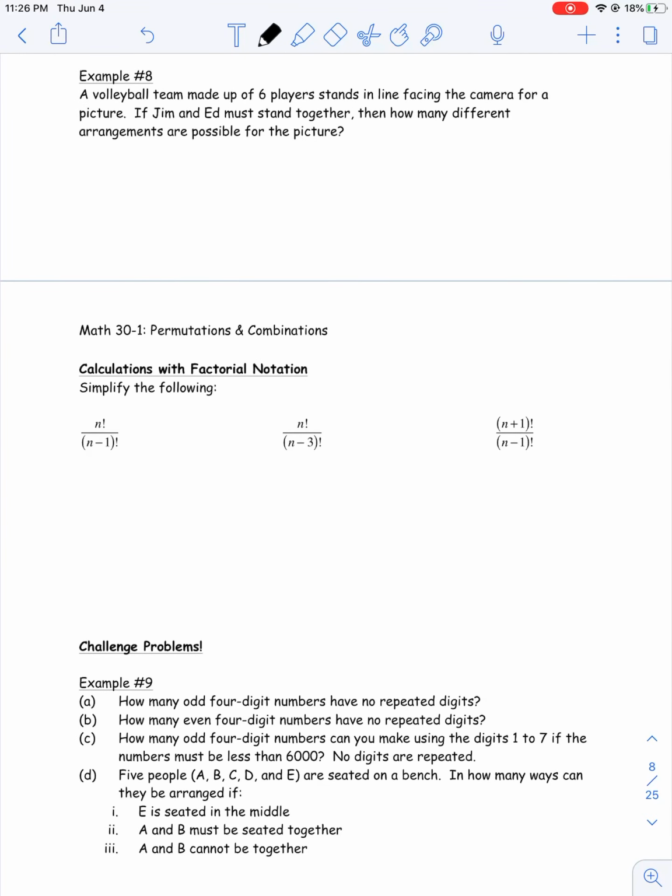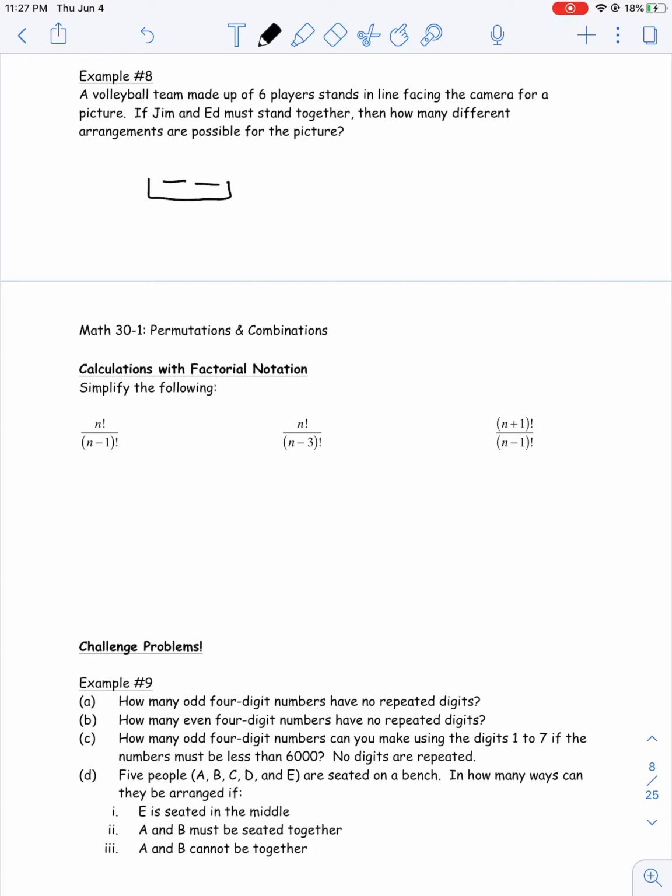Example number 8. So we have a volleyball team made up of 6 players stands in line facing a camera for a picture. If Jim and Ed must stand together, how many different arrangements are possible for this picture? So this one's a little tricky because they're saying that Jim and Ed have to stand together. So we're going to put Jim and Ed in the first 2 spots.